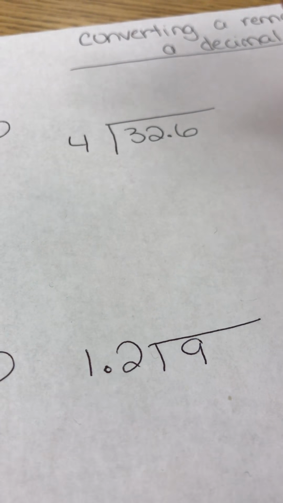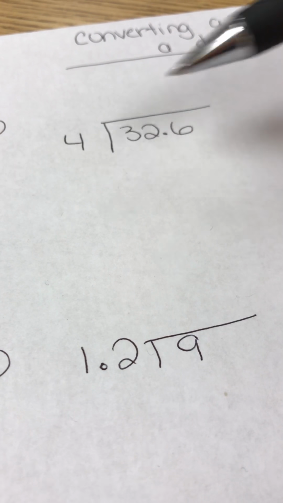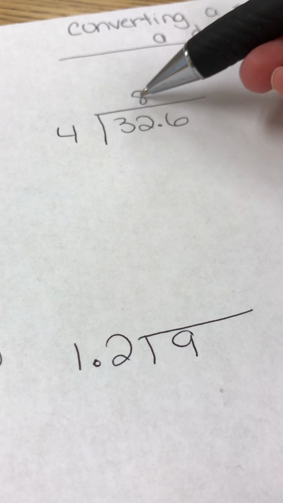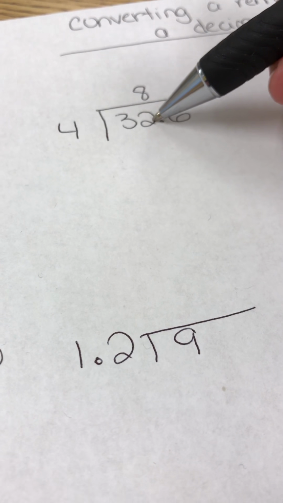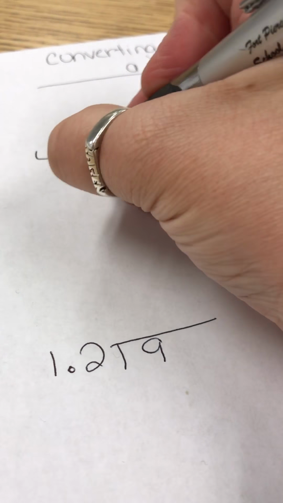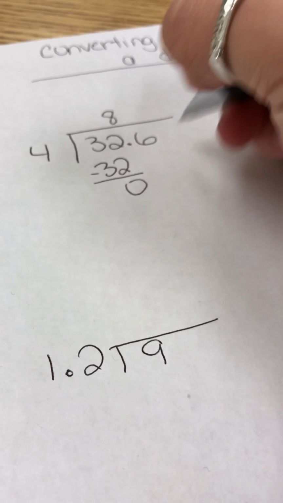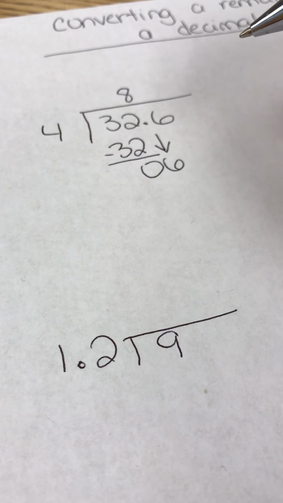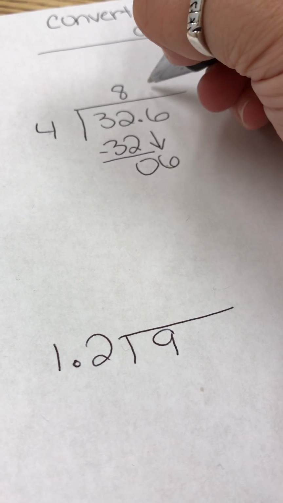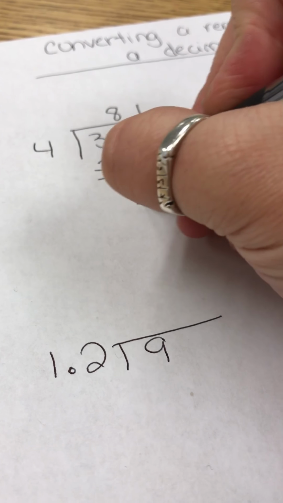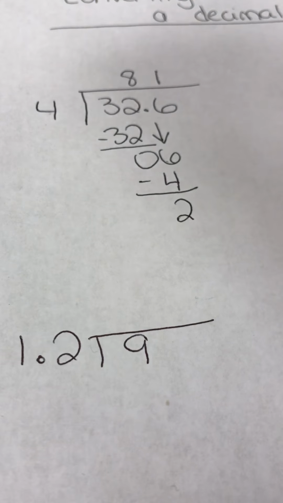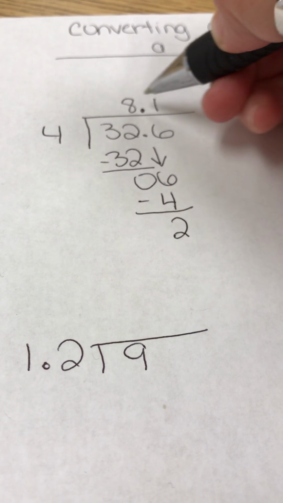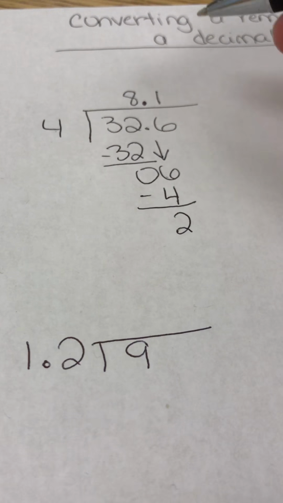Our initial process is to divide the 4 into 32. 4 goes into 32 8 times. We want to make sure the 8 is placed above the 2 because it's the last digit of the number we were dividing into. 4 times 8 is 32. We bring down the 6, so we're just following our normal long division algorithm process. 4 goes into 6 once. 4 times 1 is 4, and we get 2. And we want to bring our decimal up into our answer. That's why it's really important where you place your digits along the top.